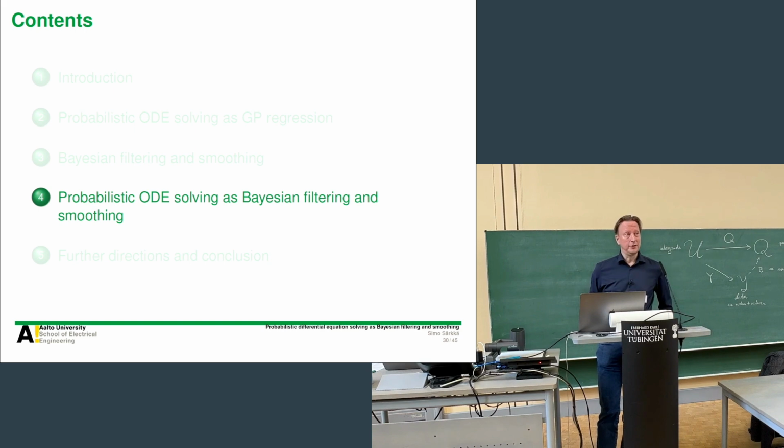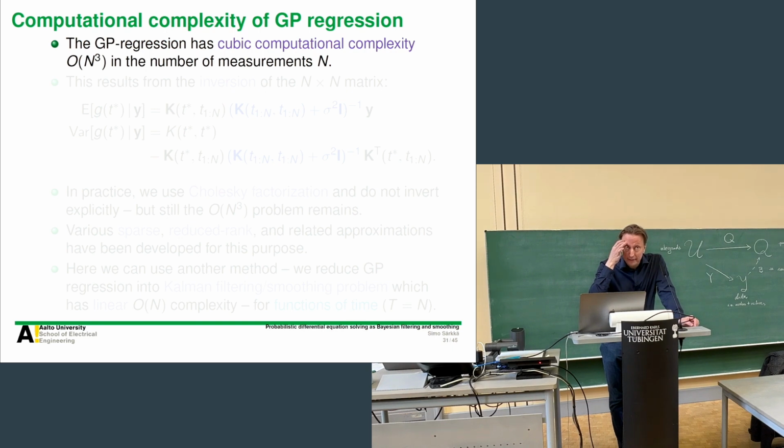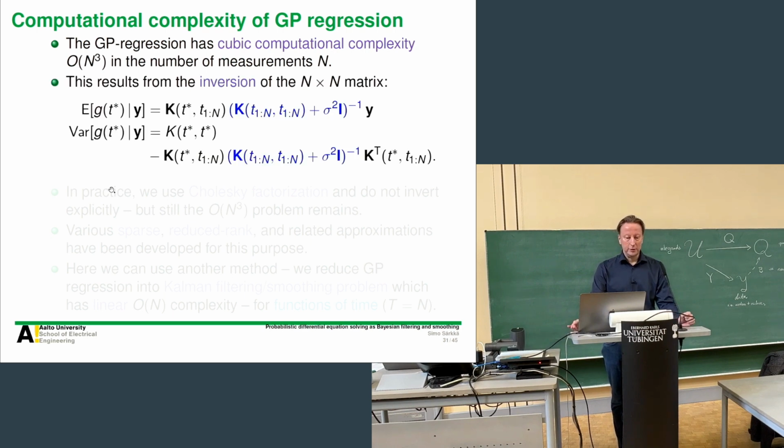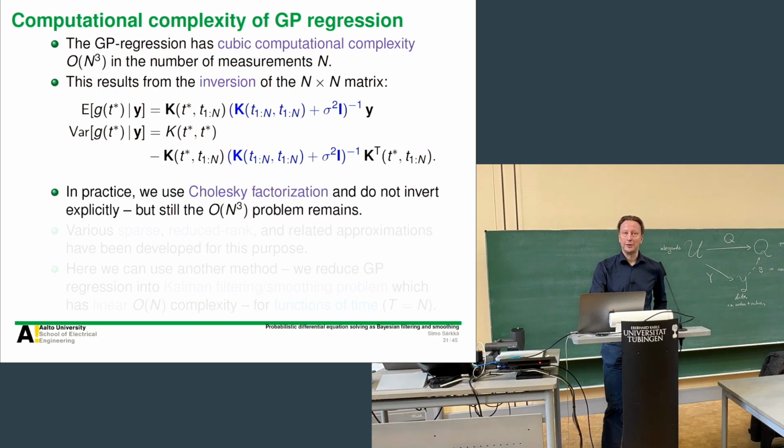Okay, so let's then try to connect these two things together. So how to solve ODEs using those Bayesian filtering and smoothing methods. So first, there's a motivation, which is this computational complexity which we discussed before, yesterday I guess. In the equations which we derived, we had this inversion happening there. And whatever we do, for example Cholesky factorization or LU factorization or LDL or something like that, all of those have complexity of n to the power 3.